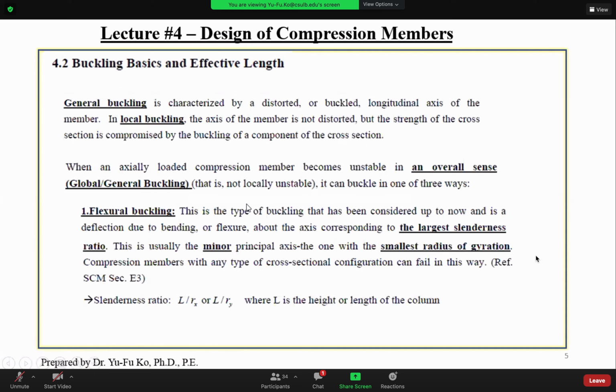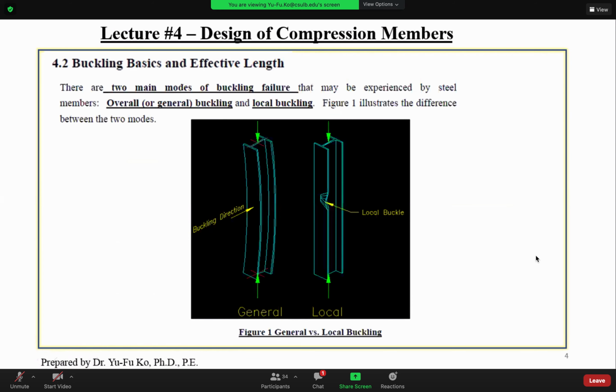So when an axially loaded compression member becomes unstable in an overall sense, we call it global buckling, meaning not locally unstable. It can buckle in one of three ways. Remember, if you want to achieve global buckling, the assumption is that you cannot have local buckling occur. If you do have local buckling occur, then usually local buckling will occur first, and then global buckling will occur.